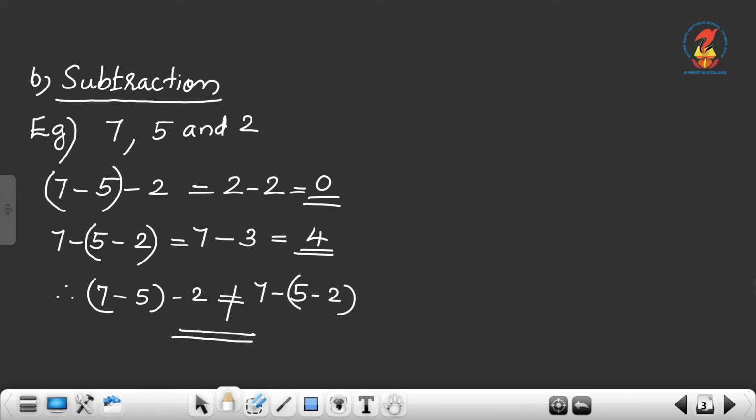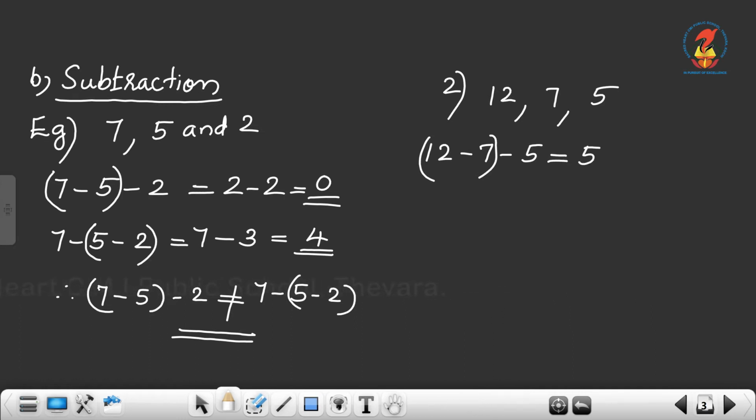We can consider one more example, 12, 7, 5, 3 whole numbers, 12 minus 7 minus 5. Okay. So, first we will find out the difference between 12 and 7. What is 12 minus 7? 12 minus 7 is equal to 5. So, 5 minus 5 equal to 0.